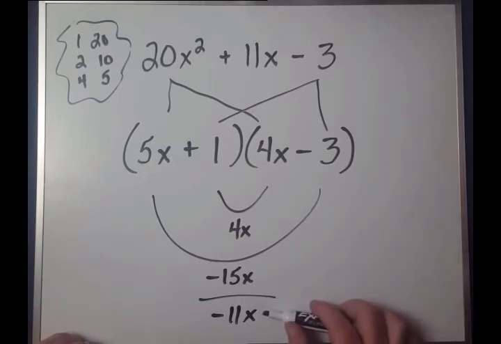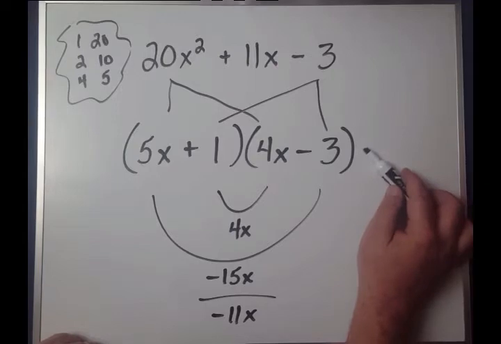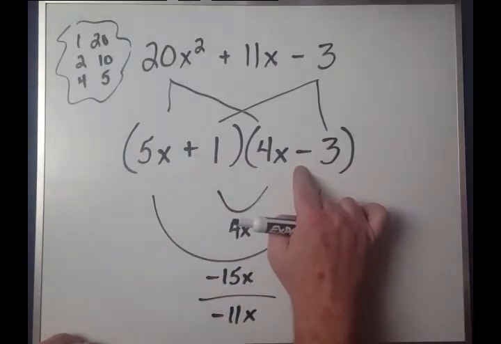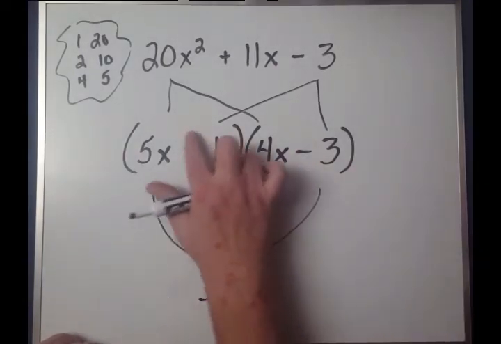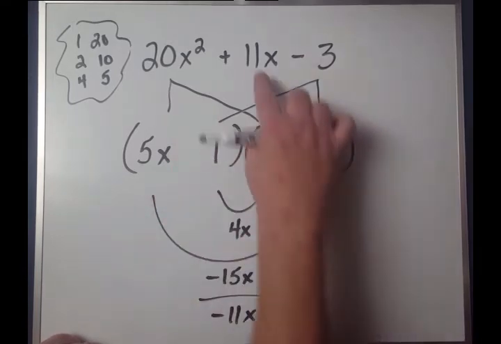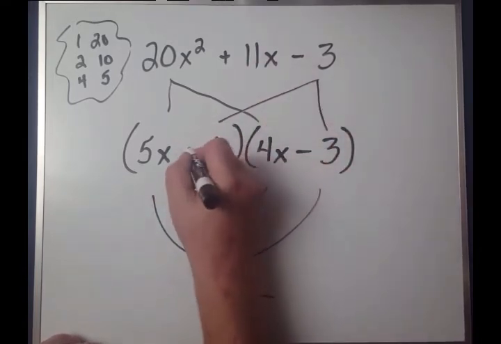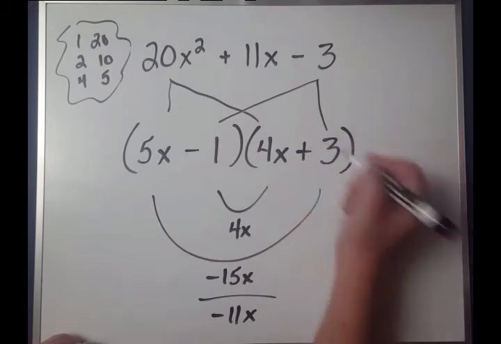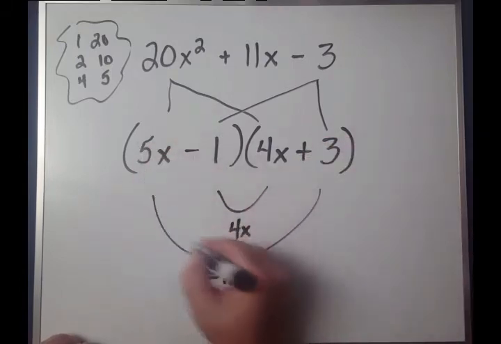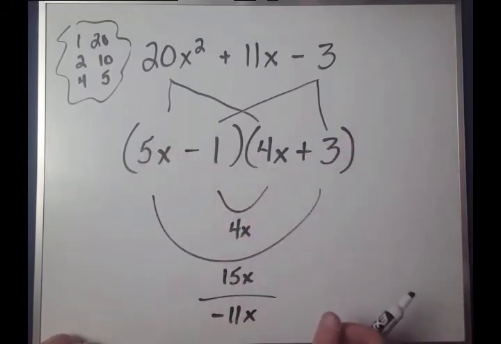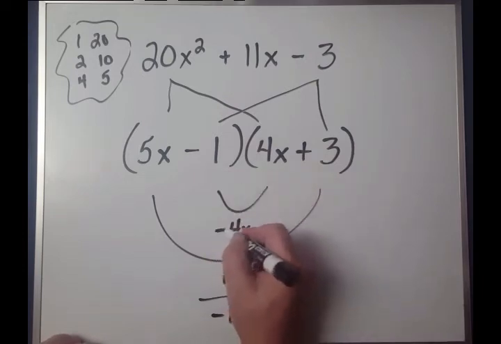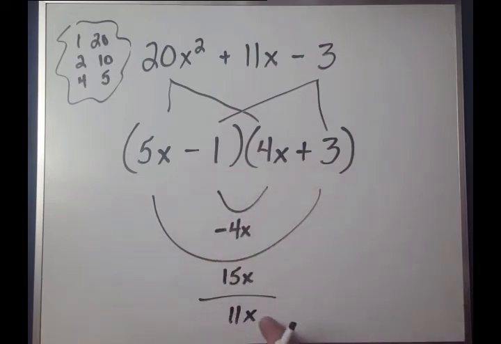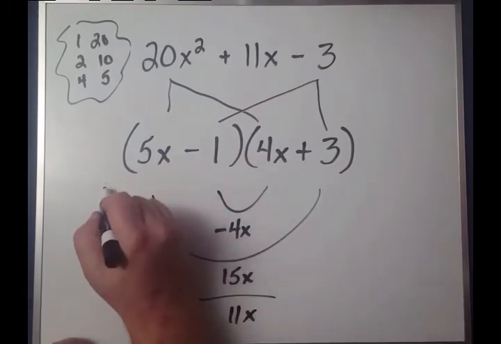Because this gave me the opposite of what I need, the only thing wrong with my factored form is where my signs are. All I have to do, if I get the opposite of what I need in the middle, is swap my signs. This should be the minus, that should be the plus. Because now look, the outside gives me plus 15x. The inside gives me minus 4x. A total of plus 11x. And so this is how that factors.